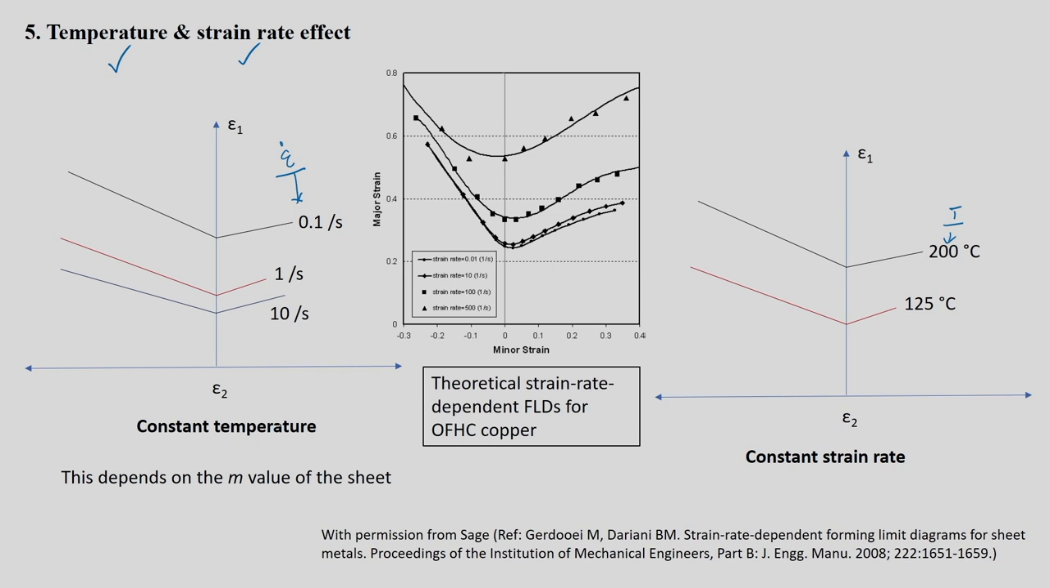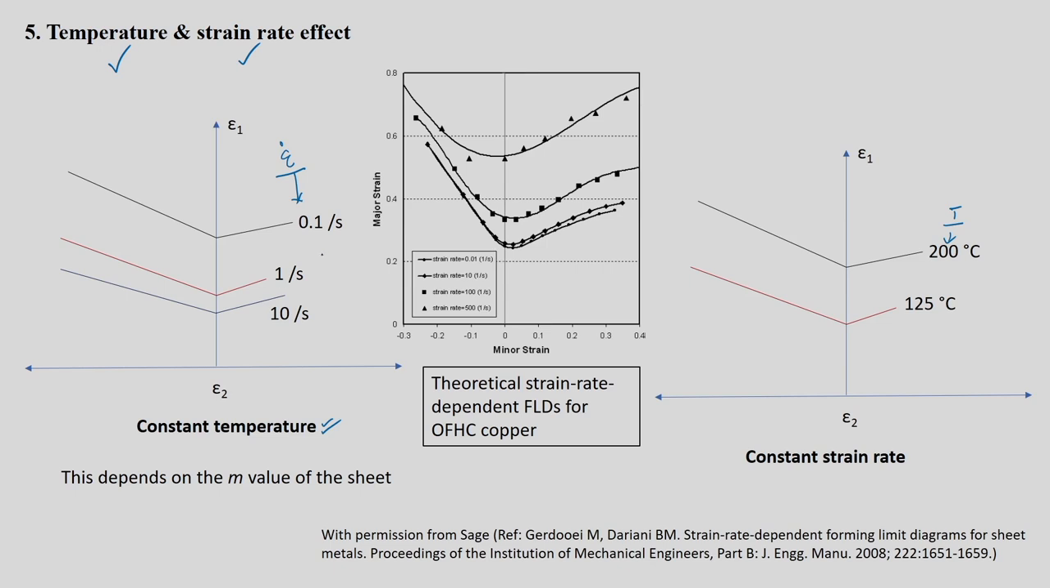When you study the effect of strain rate, temperature is kept constant. Let us say it is kept at maybe 150 degree centigrade. You are keeping it there, doing forming using some formability tests, and then getting the forming limit curve. That means the forming limit curve has been obtained at a higher temperature, let us say not at room temperature, maybe like warm forming or hot forming.